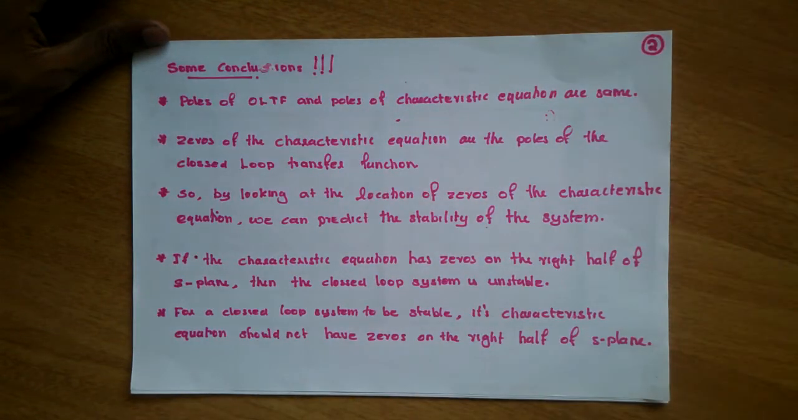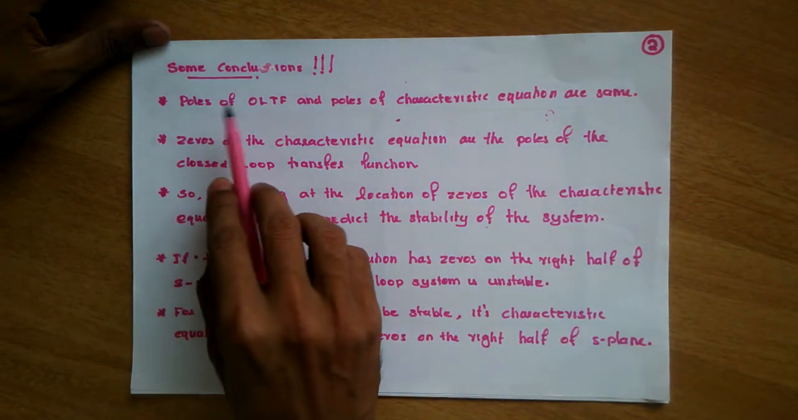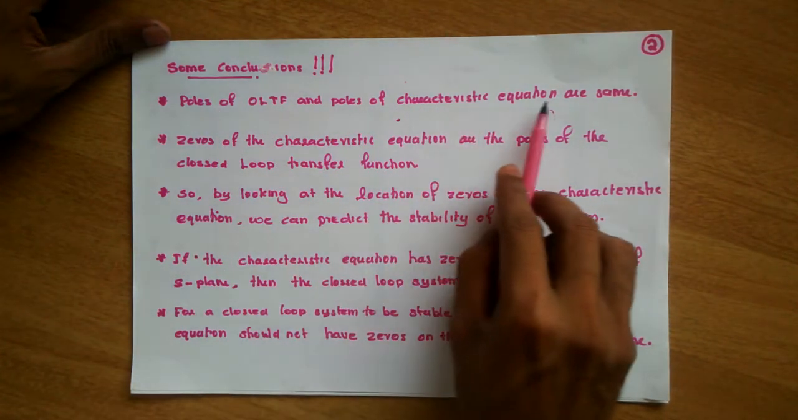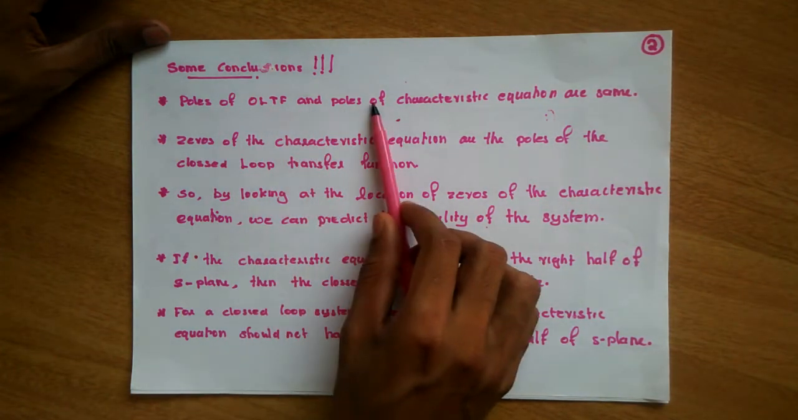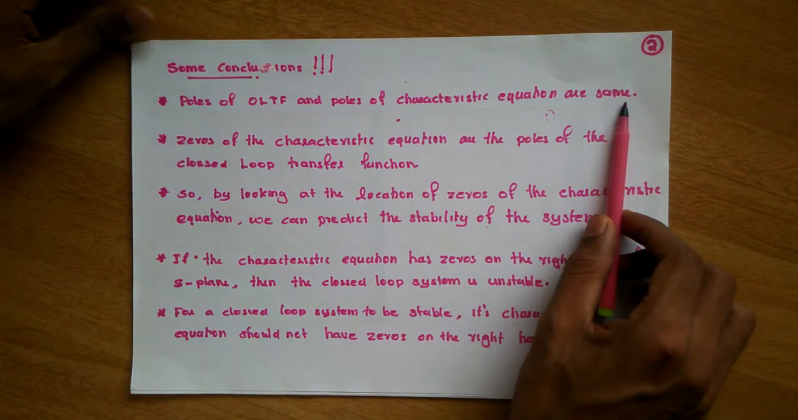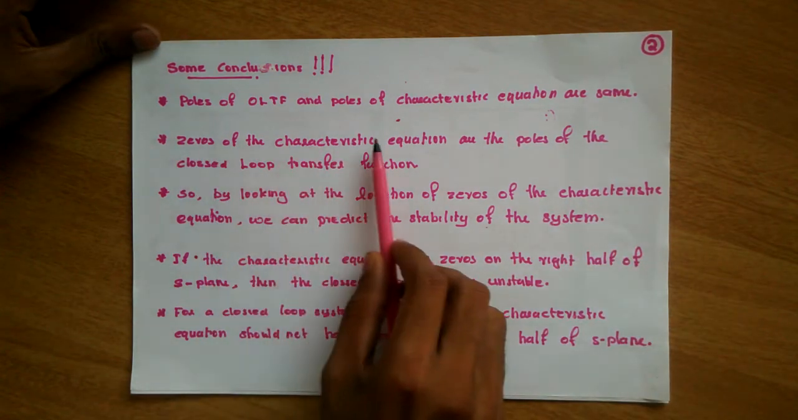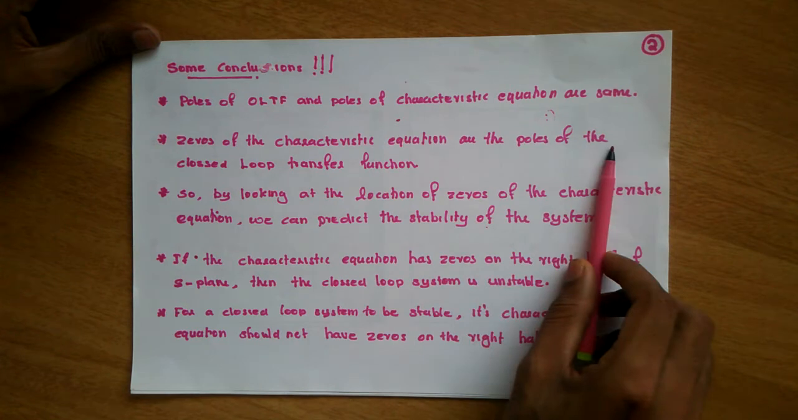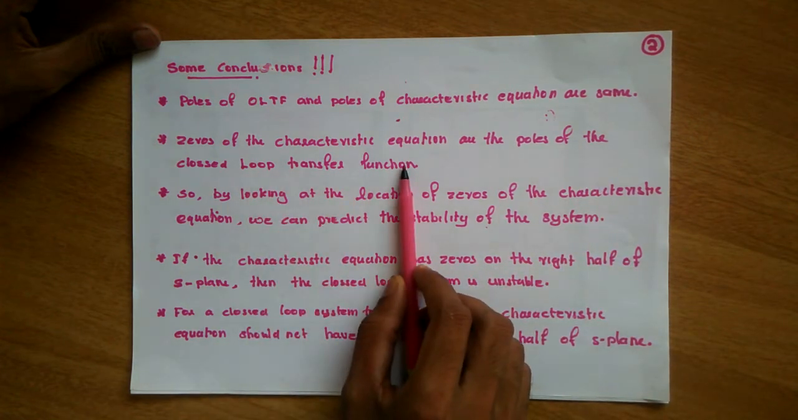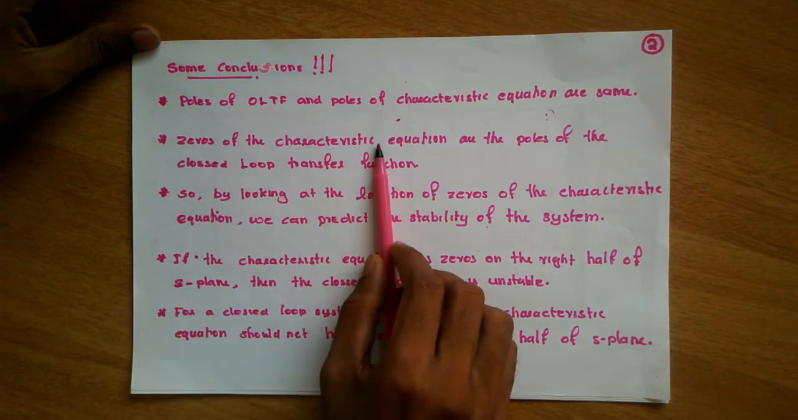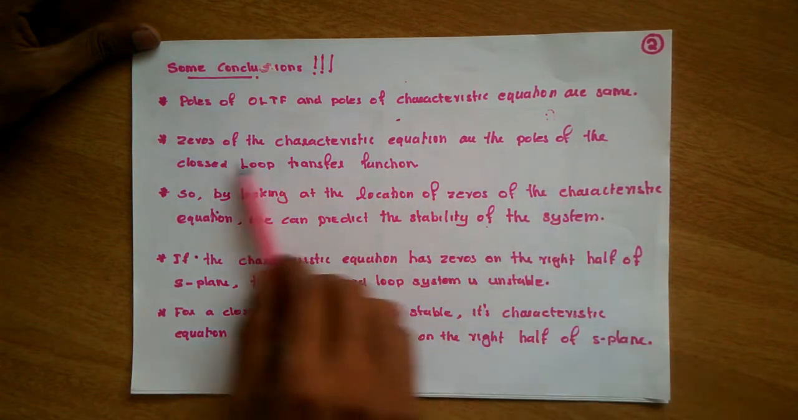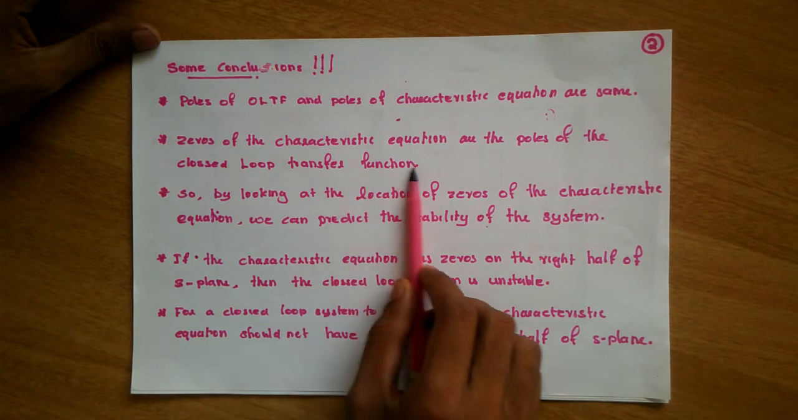Okay, so here are some conclusions. Poles of the open loop transfer function and poles of the characteristic equation are same. We have seen that. Zeros of the characteristic equation are the poles of the closed loop transfer function. That is, the numerator of the characteristic equation and denominator of the closed loop transfer function are same. That means that the zeros of the characteristic equation are the poles of the closed loop transfer function.